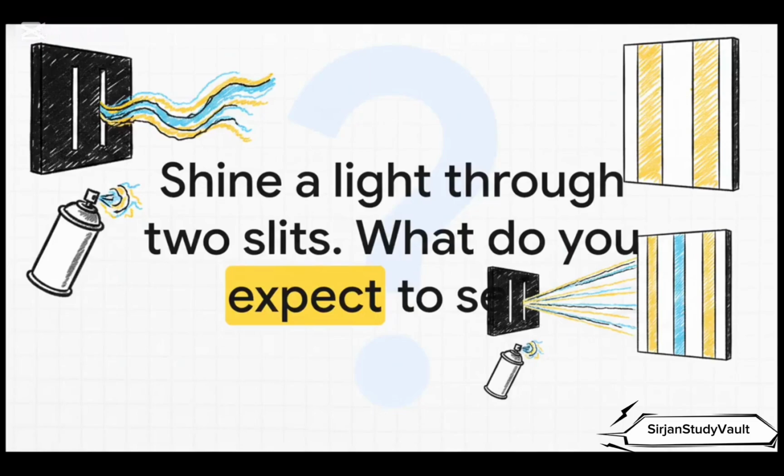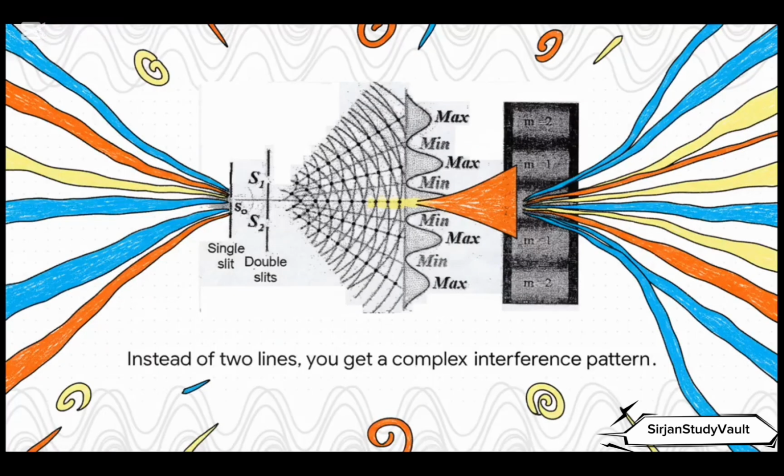So let's just start with a simple question. Imagine you've got a wall, and you cut two little parallel slits in it. Now, if you took a can of spray paint and sprayed it at the wall, what would you expect to see on the surface behind it? Two lines of paint, right? Of course, it's just common sense. So you'd think if we did the same thing with a beam of light, we'd get the same result. Two simple, bright lines. But that is not at all what happens.